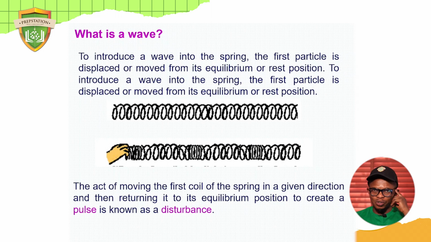Now, remember I told you to look at the keywords in that definition of waves that have been highlighted. The first one is disturbance. Now, the act of moving the first coil of the spring in a given direction and then returning it to its equilibrium position to create a pulse is known as what? Disturbance. An unstretched spring has no disturbance, but once you stretch it, you have created a pattern known as pulse. And that pulse is what is called disturbance. So that disturbance in that medium creates what is called wave.